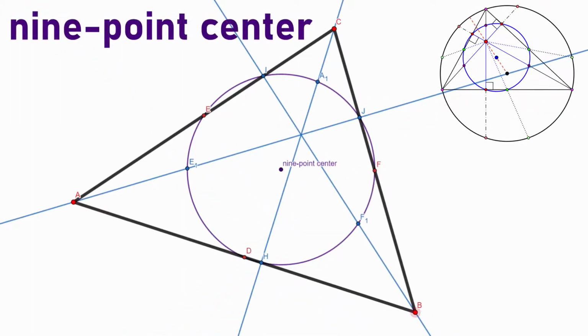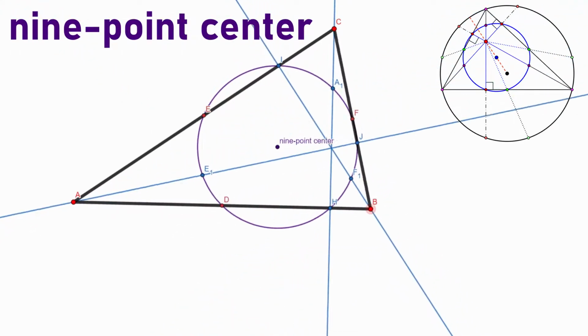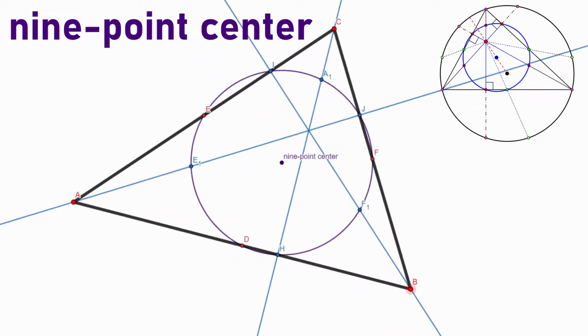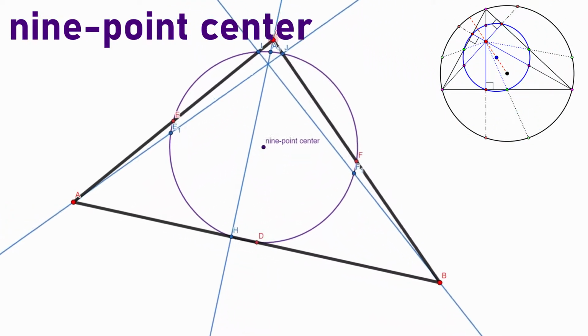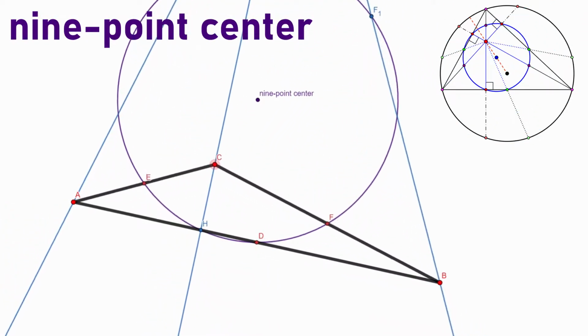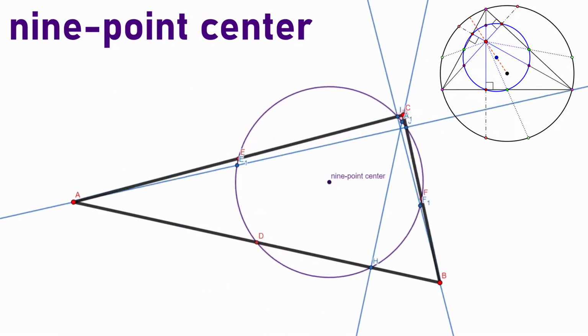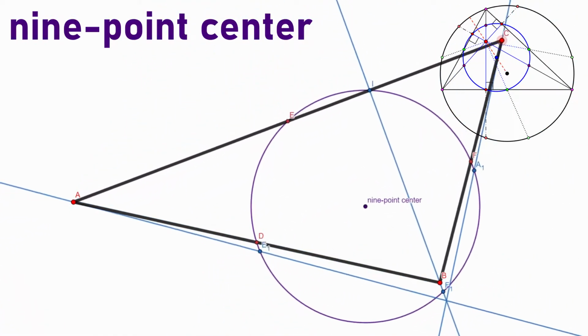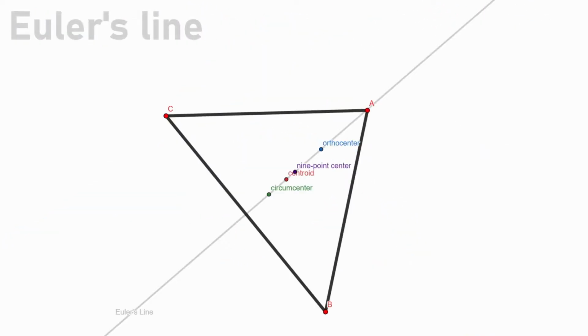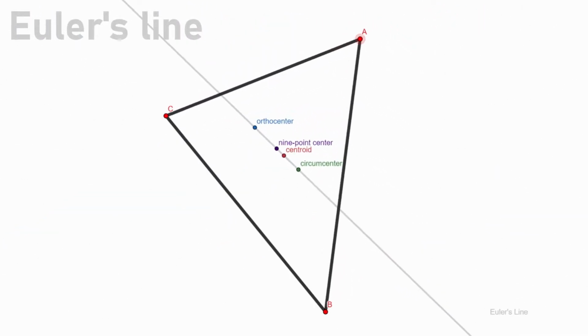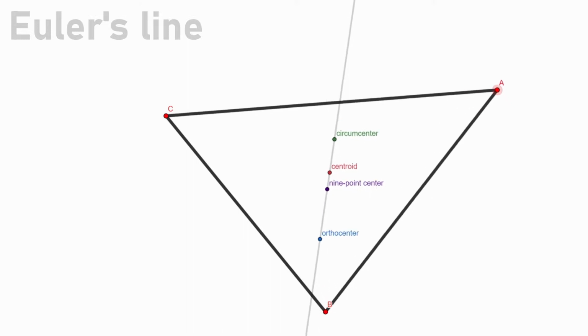And finally, there is the 9-point center. The 9-point center is the center of the 9-point circle. The 9-point circle passes through the midpoints of the sides, the feet of the altitudes, and the midpoints between the three corners and the orthocenter, hence its name. These four centers all lie on a line known as the Euler's line, which is really cool.